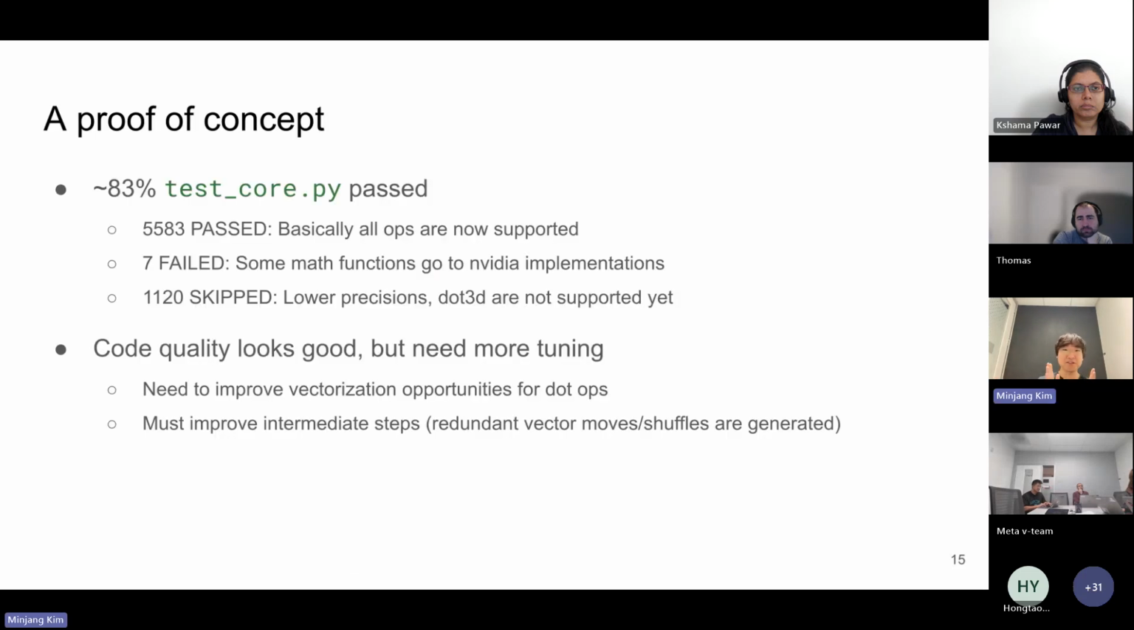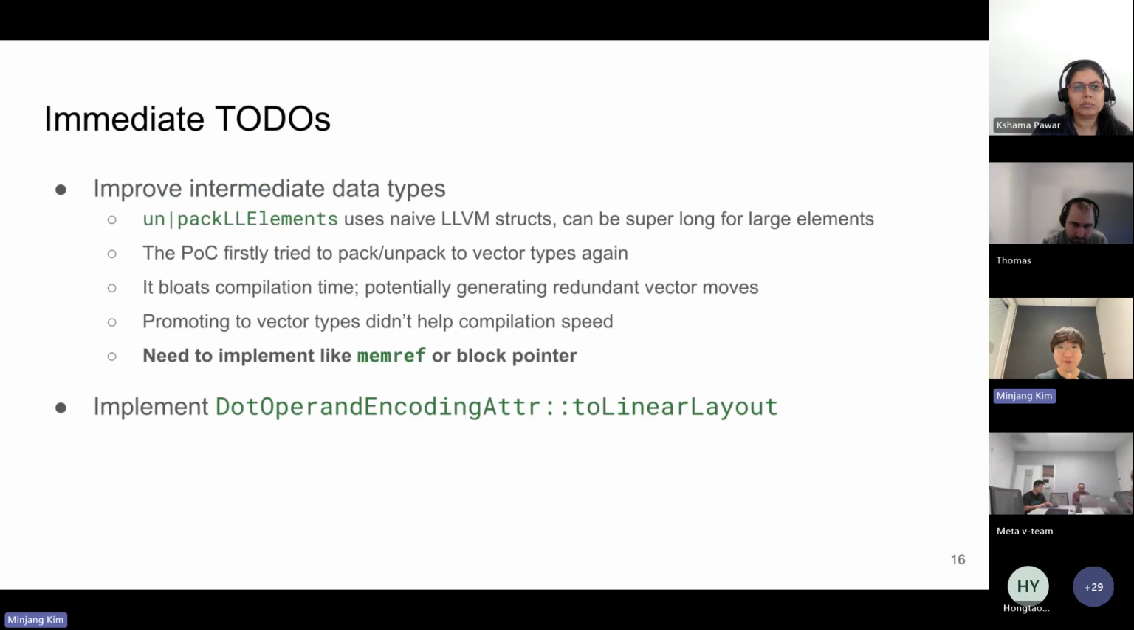Okay, so here is the result of the quick prototype. I only spent like 2 or 3 weeks, and basically it passes the entire unit test and test the core. There are some failures in the math library, and I didn't implement the lower precision or the .3D implementation, but it's fairly doable. And the code looks pretty decent. For example, the very simple vectorization, the vector load and store, the data operator looks fairly straightforward. The vectorization used AVX512. But there is some to do.